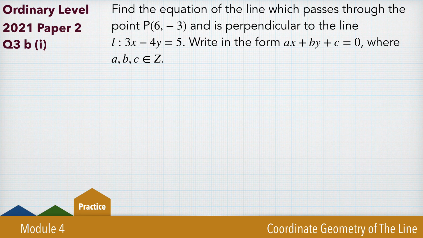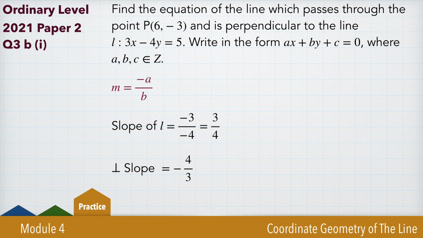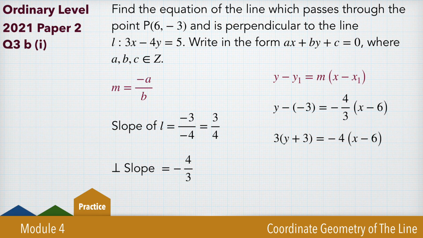We start by finding the slope of the line L using the formula -a/b. The slope is found to be 3/4. Inverting the slope and changing the sign gives us the perpendicular slope, which is the slope of the required line. Using our equation of the line formula, we can substitute the perpendicular slope and the point P. Bringing the denominator from the right-hand side over to the left-hand side, we multiply it by y + 3. Simplifying and rearranging gives us the required equation of 4x + 3y - 15 = 0.